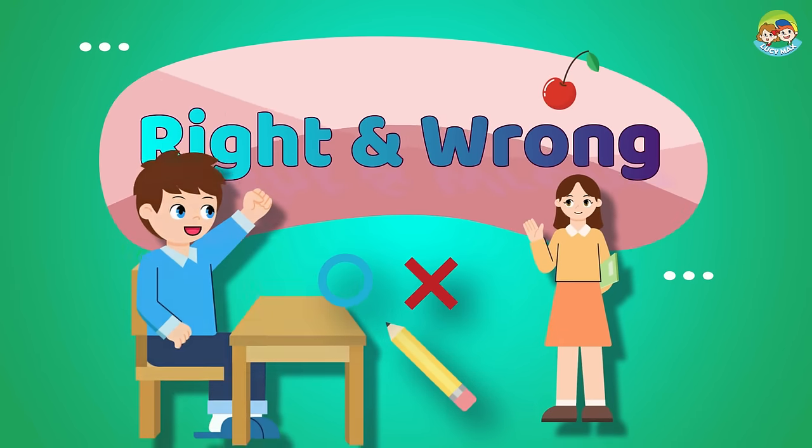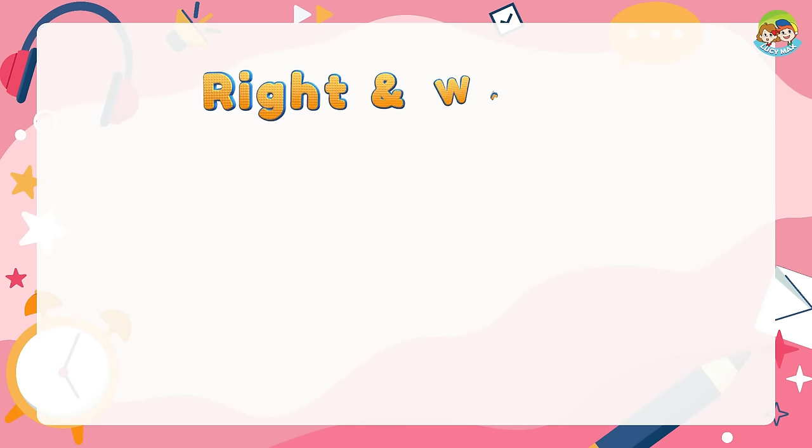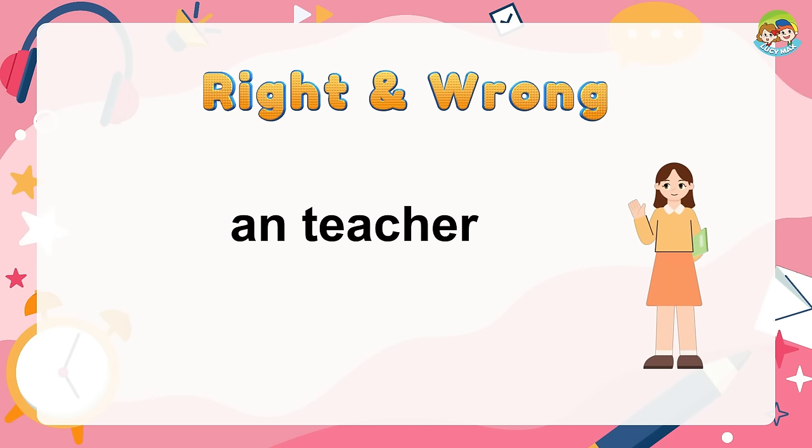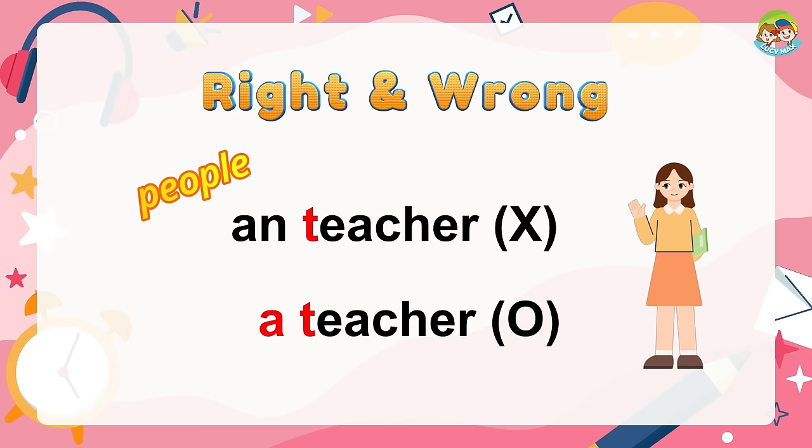Right and wrong. Now let's look at the right and wrong section. The first one says, "An teacher." This is wrong because teacher begins with a consonant. So we need a. Teacher is part of the people section. A teacher.